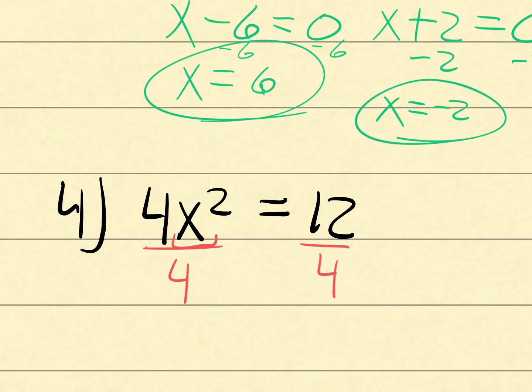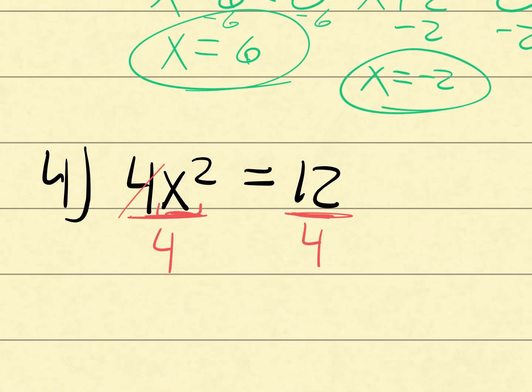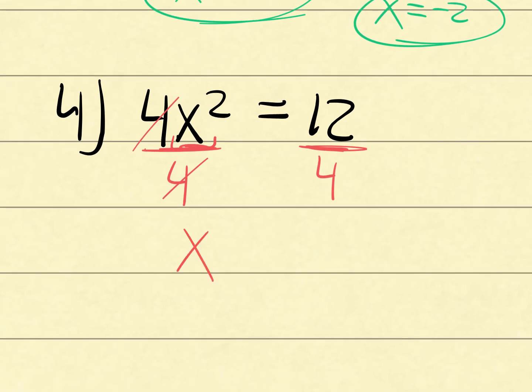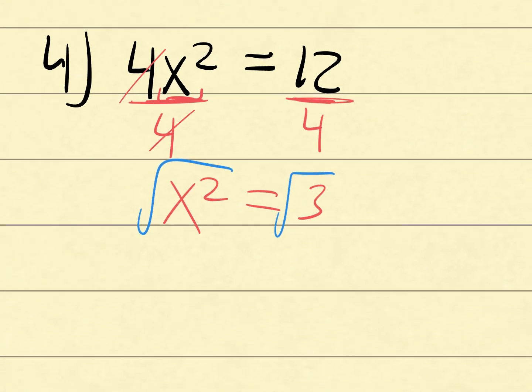It works here because on one side we have a squared, and on the other side we just have a constant. There's no extra x's lying around. So you can do this. 4 divided by 4 cancels out, and you get x squared equals 12 divided by 4, which gets you 3. And then to get rid of that squared, we can square root both sides.